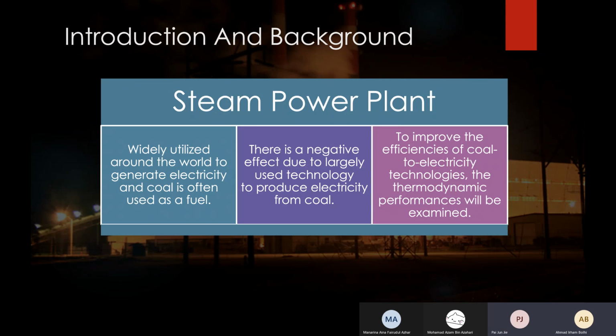So the steam power plant is widely utilized around the world to generate electricity, and coal is often used as a fuel. However, there is a negative effect due to the largely used technology to produce electricity from coal. Hence, to improve the efficiencies of coal to electricity technologies, the thermodynamic performance will be examined. So that's all from me. Next, I will pass the floor to Pai Jun Jie.